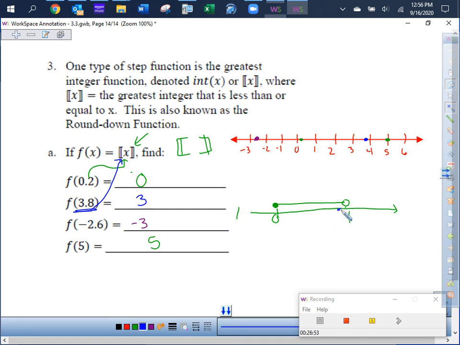What if I pick 0.9? What does it round down to? That's why it would go to 0. What if I picked 0.5? What did it round down to? 0. Anything between 0 and 1 is going to round down to 0. If I picked 1, it's not going to round down to 0. Doesn't it go to 1 itself? So it comes up here. So they look like steps if you graph this, and the open dots are on the right side and the closed dots are on the left side. Nice. Let's do some homework.